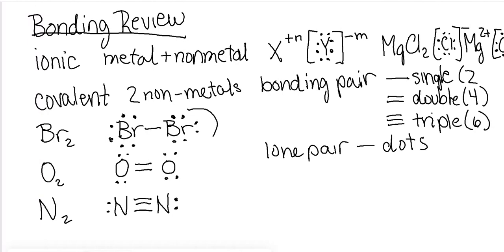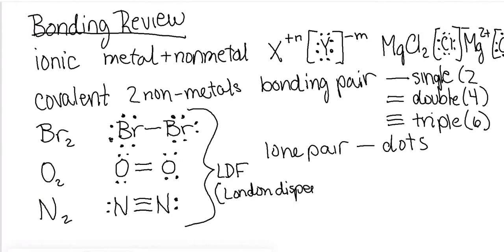In nonpolar covalent bonds, there's no partial negatives, no partial positives, and they are held together by London dispersion forces. These are the forces between the molecules. So inside a covalent compound, the intramolecular force inside the molecule is covalent bonding. In between the molecules, or the intermolecular forces, is London dispersion forces. London dispersion forces can cause temporary dipoles.